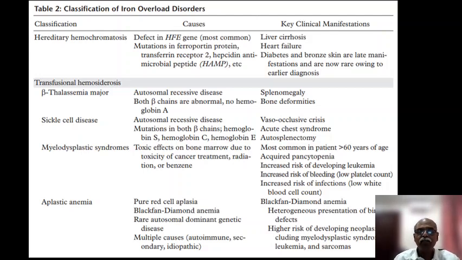What are the clinical manifestations of hereditary hemochromatosis? Liver cirrhosis, heart failure, bronze diabetes, which they used to call earlier bronze diabetes because of skin pigmentation, because of the deposition of the heavy metals. Now, transfusion hemochromatosis can occur because of repeated blood transfusions in beta thalassemia major, in sickle cell disease, in myelodysplastic syndromes, and aplastic anemia.